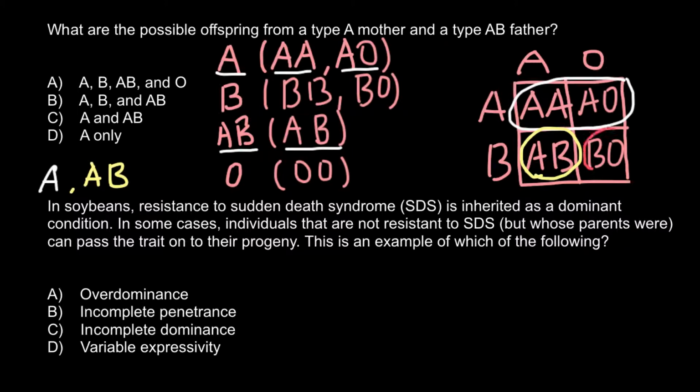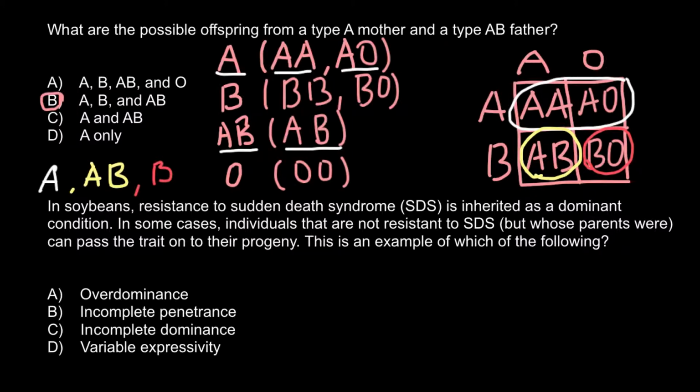So as you see, we have four genotypes but three phenotypes. And now we can choose the correct answer here, and this is going to be answer B. We have in this answer phenotype A, phenotype B, and AB.